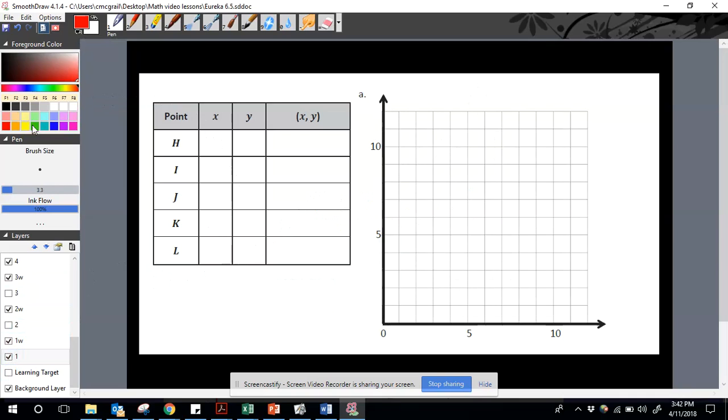Now, point H is going to be, let me pick a beautiful color. Giselle, what color should I pick for this one? This color blue? Yes. Perfect.